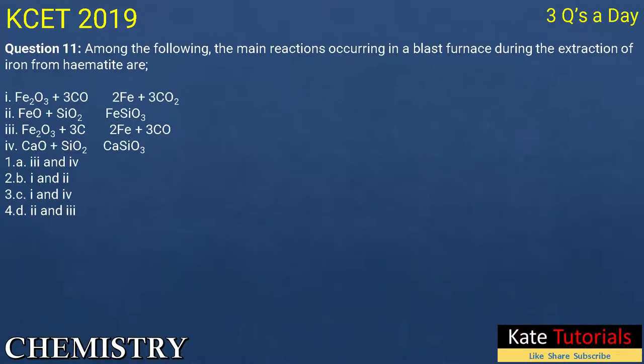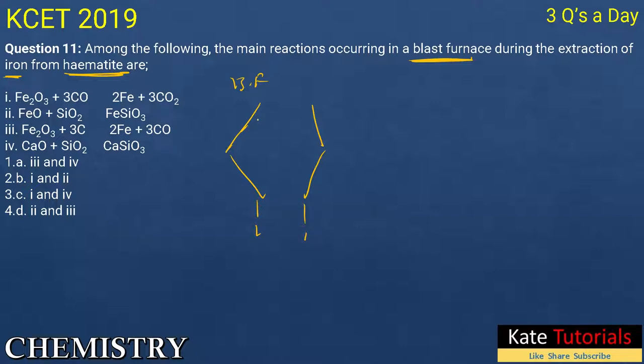Coming to question number 11: among the following, the main reactions occurring in the blast furnace during the extraction of iron from hematite ore. Blast furnace is from the chapter General Principles and Processes of Isolation of Elements. Here heating will be there.